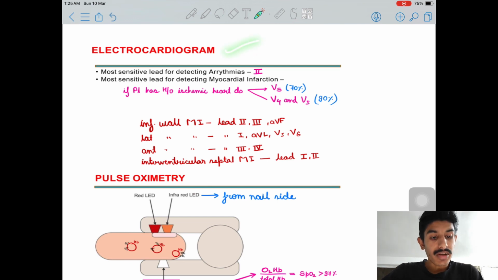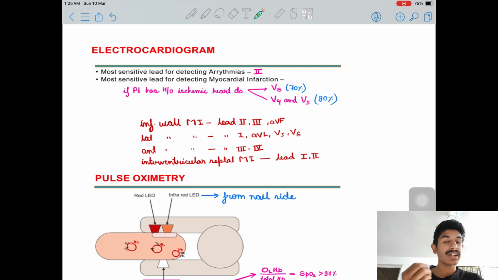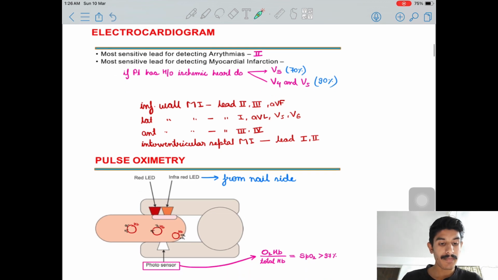So what does the ECG do? It will tell us the detection, like whether the patient is having arrhythmia or a heart attack, myocardial infarction. Due to this we can know. So for ischemic heart disease we'll put the fourth or fifth lead. Like if we put the fifth lead it will give 70% of detection, and if we put both the leads then it will give 90% of detection.